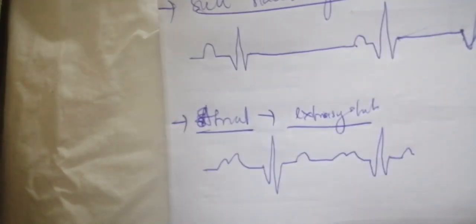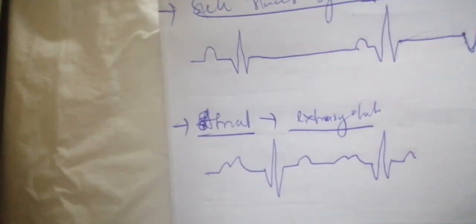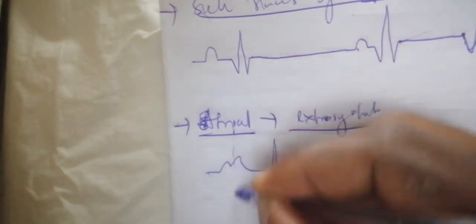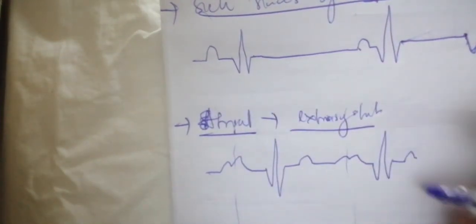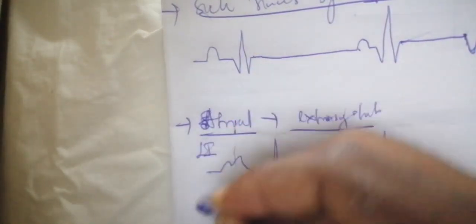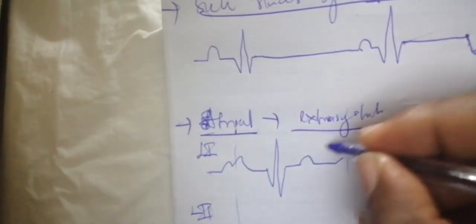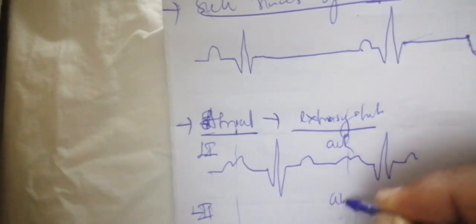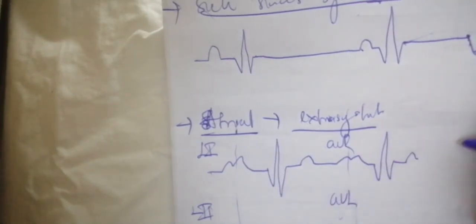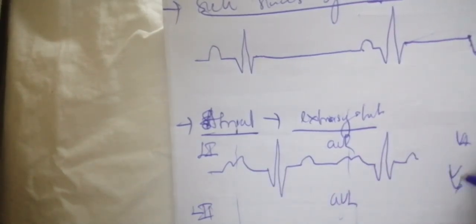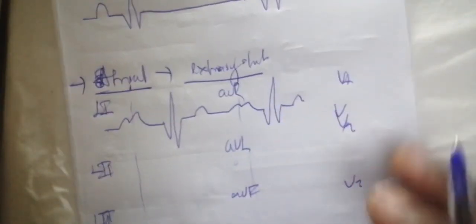Generally, the bifid P wave of the atrial extra systole is going to be located on all the leads. So when it affects, it's going to be all through the different leads. So let's say that this is lead 1, here's lead 2, here's lead 3, here's AVR, here's AVL, here's AVF, similarly V1, V2, and V3. It is going to affect.